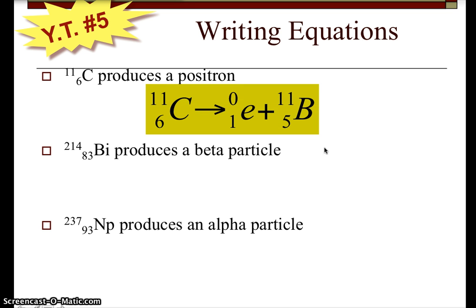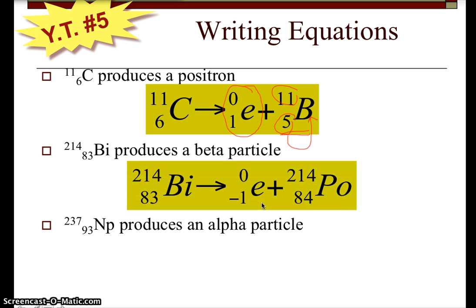Carbon-11 produces a positron. Here's my positron particle right here. Mass of 0, charge of +1. Then you've got to predict what would make the math work. Mass number doesn't change. Atomic number would have to go down by 1, so that way the total atomic number on left and right still match. Then you would look up atomic number 5 to know that it's boron.